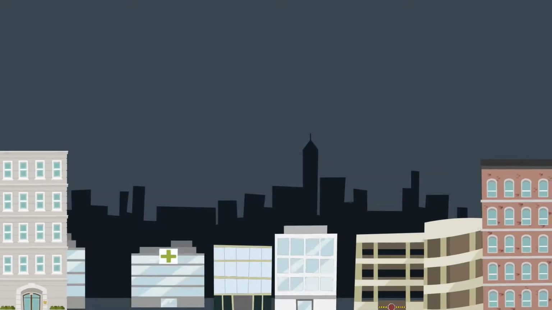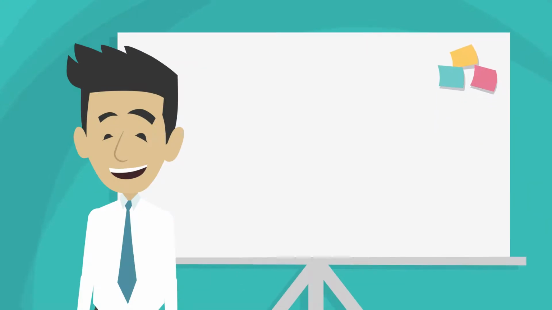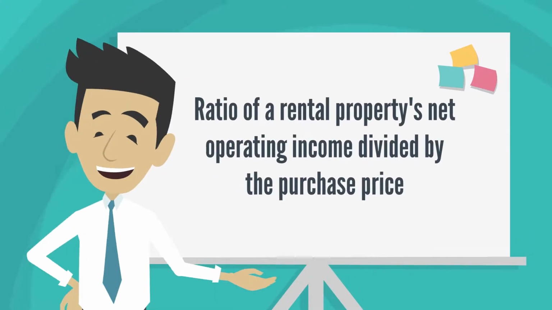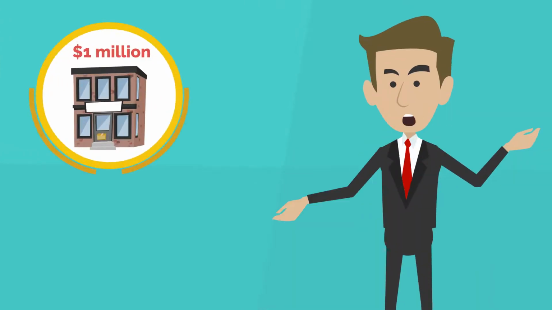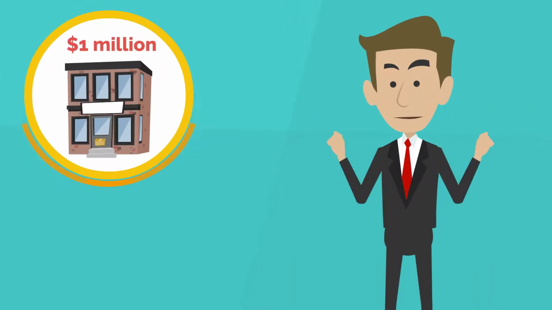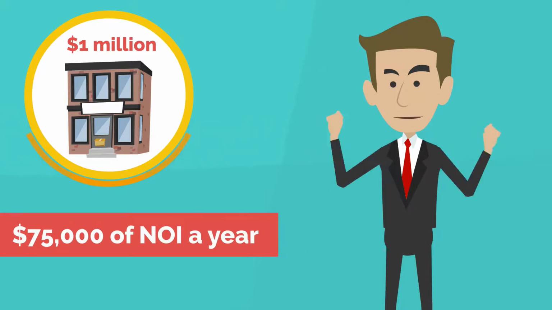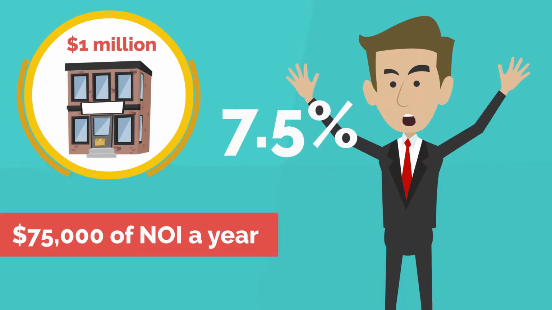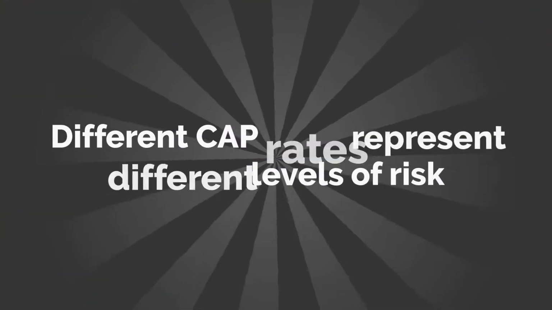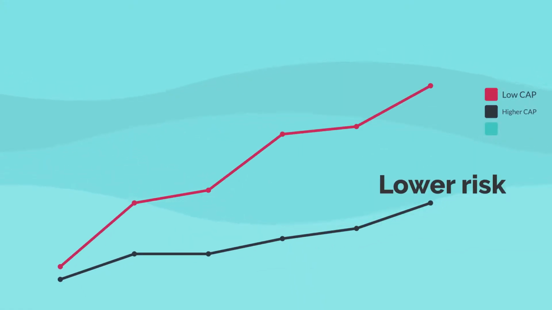A common ratio in the real estate industry is the cap rate ratio. It is the ratio of a rental property's net operating income divided by the purchase price. For example, if an investment property costs $1 million and it generates $75,000 of NOI, net operating income, a year, then that is a 7.5% cap rate. Usually different cap rates represent different levels of risk. A low cap rate implies lower risk. Higher cap rate implies higher risk.